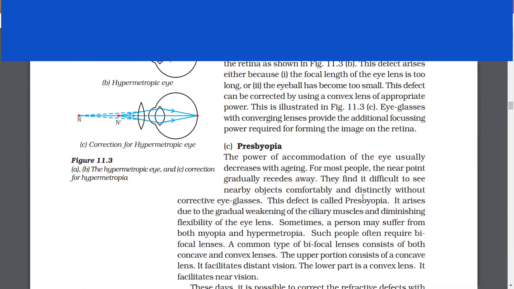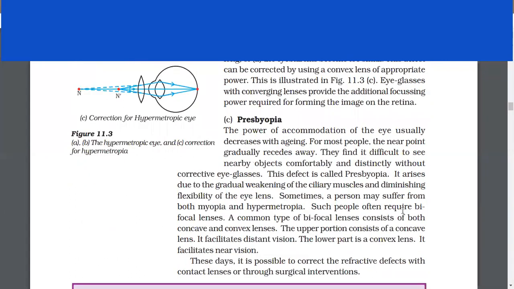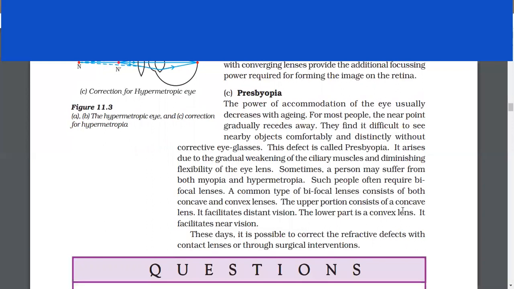Presbyopia. The power of accommodation of the eye usually decreases with aging. For most people, the near point gradually recedes away. They find it difficult to see nearby objects comfortably and distinctly without corrective eyeglasses. This defect is called presbyopia. It arises due to the gradual weakening of the ciliary muscles and diminishing flexibility of the eye lens.